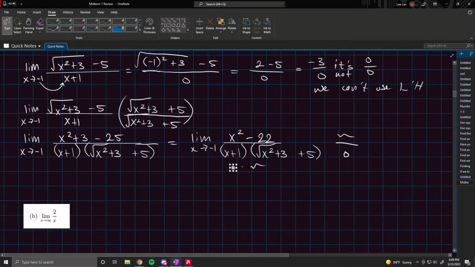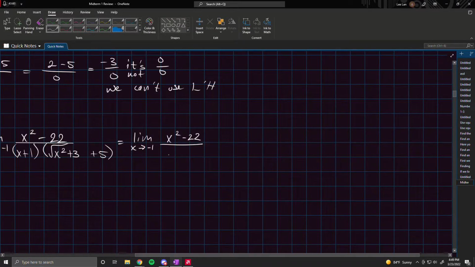Maybe distributing does work. I'm not sure why that is, but let's try distributing. The limit as x approaches -1 of x squared minus 22, all over, I see, so this will be x times the square root of x squared plus 3, plus 5x, plus the square root of x squared plus 3, where was I again? Yeah, and then plus 5.